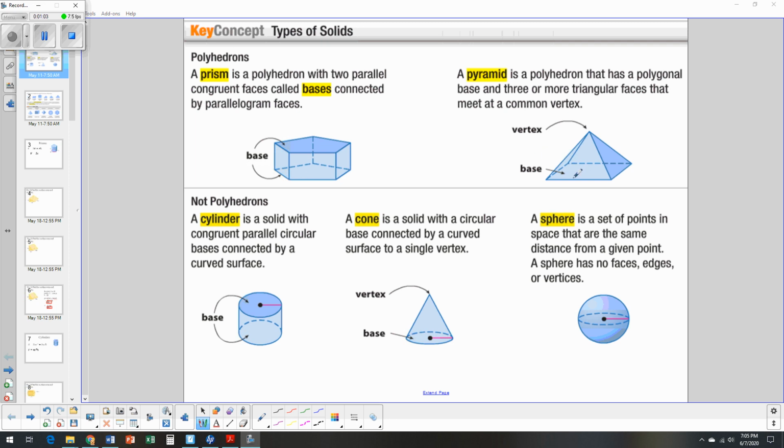In a pyramid, we have a single base, so one single shape, and they're all connected with triangles to a single point called the vertex. Then we have our non-polyhedrons. We have a cylinder. So a cylinder is almost like a prism, except the base is a circle. A cone is almost like a pyramid, except the base is a circle. And then a sphere, like a basketball, soccer, any ball, that is really defined as the set of points in space that are the same distance from a given point. So that point, our center, any point equidistant from it in any direction makes up the sphere.